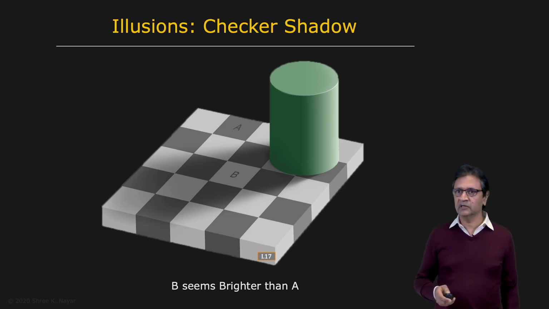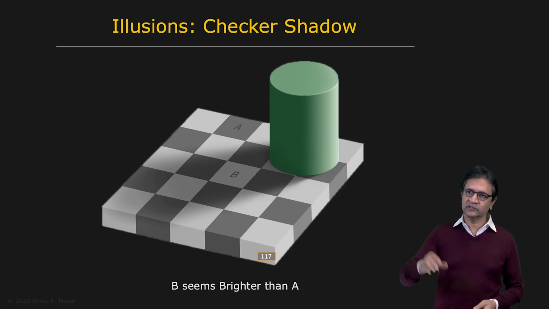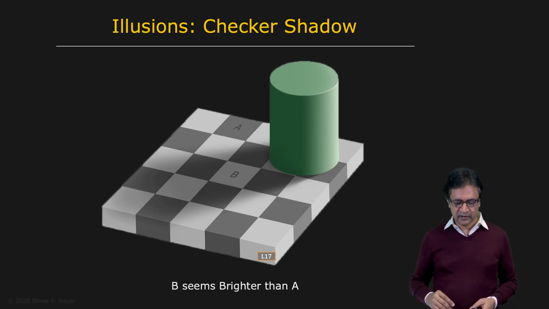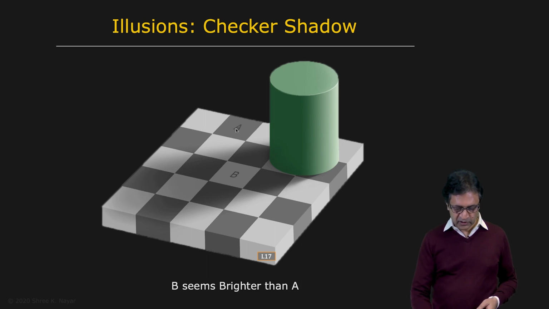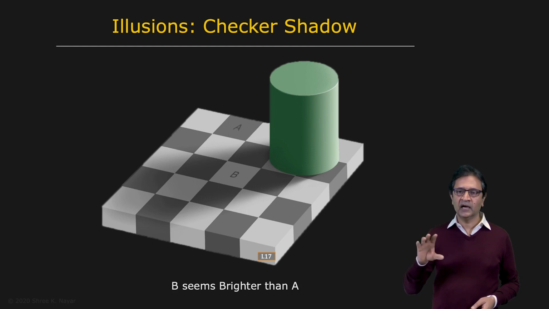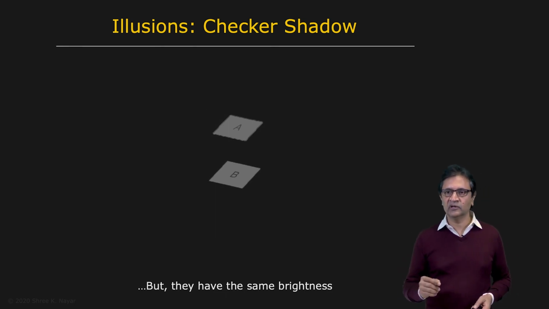Here's another one. It's called the checker shadow illusion by Ted Adelson. So here you see a checkerboard pattern as the floor, and you see this cylinder sitting on top of it. And I'd like you to pay attention to patch A and patch B. This is patch A right here and patch B. You and I would agree that patch A is much darker than patch B. But now what I'm going to do is to hide the rest of the scene and show you just patch A and patch B. And you see that patch A and patch B have exactly the same brightness. So what's going on here?